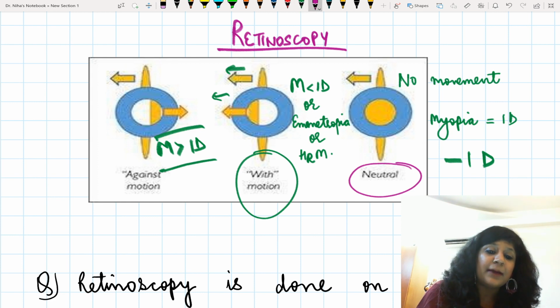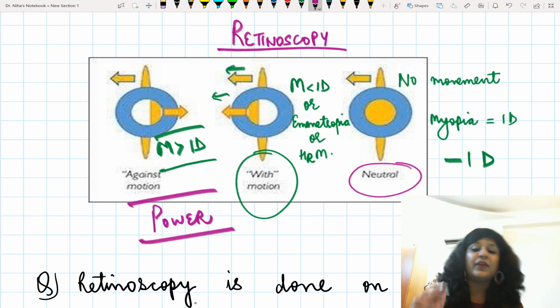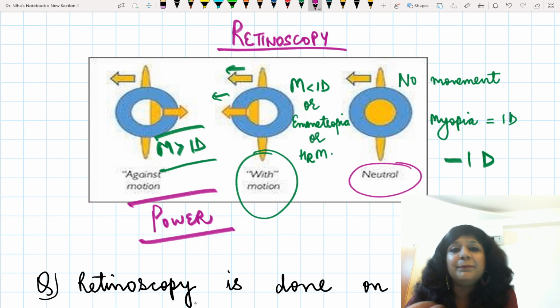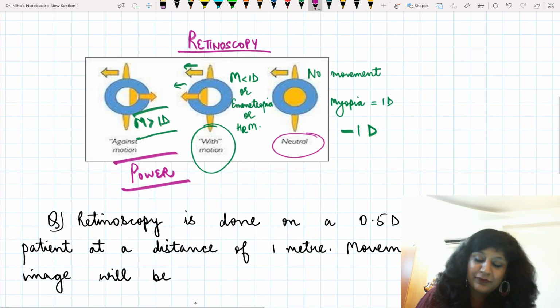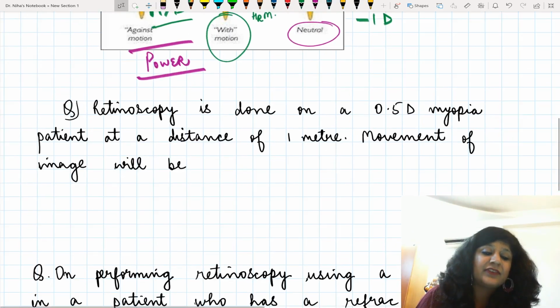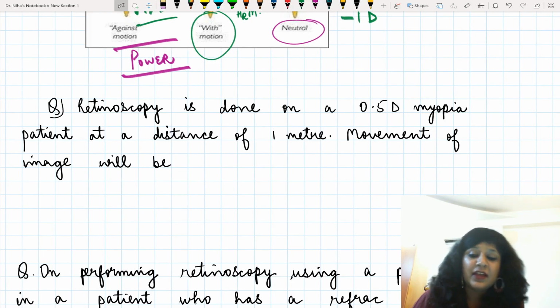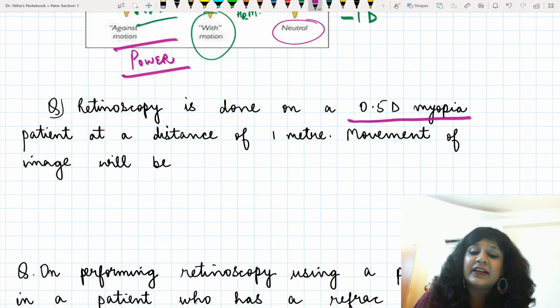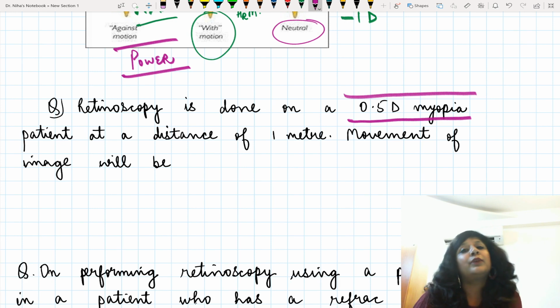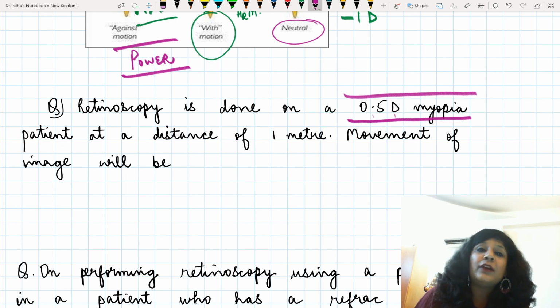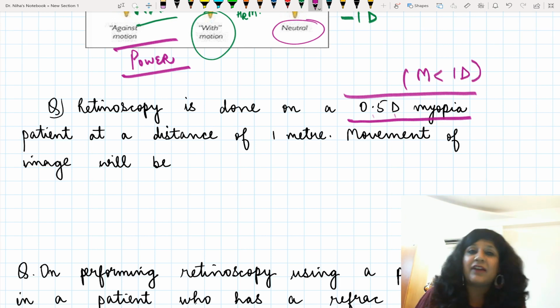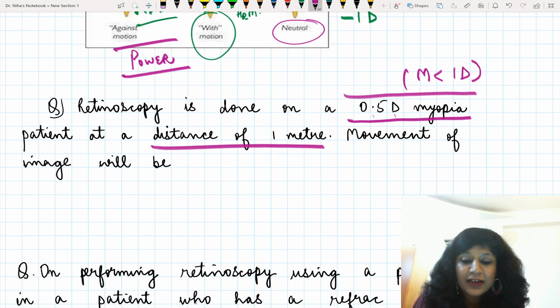So this is a clear-cut, very simple interpretation, and you have to see only the power here. Only and only power has to be considered when you have to decide in which particular direction it will move. For example, I have taken an example here. They are saying that retinoscopy is done in a patient who is having minus 0.5 diopter. So myopia is there, 0.5.